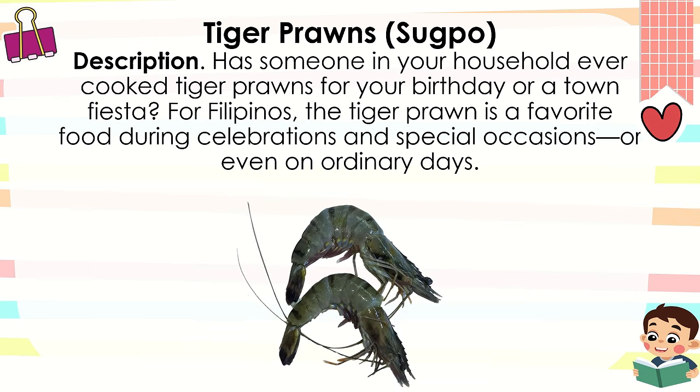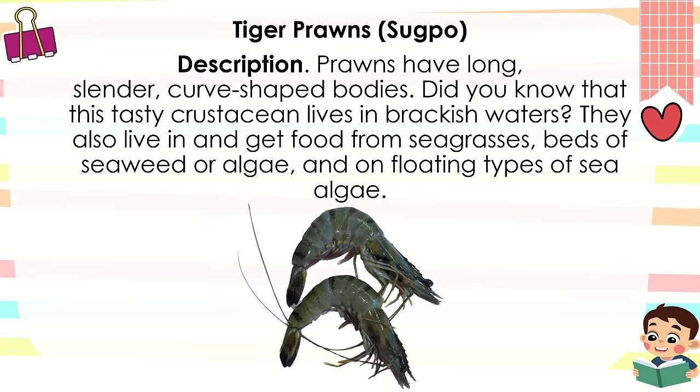Next is tiger prawns or sugpo. Description: has someone in your household ever cooked tiger prawns for your birthday or a town fiesta? For Filipinos, the tiger prawn is a favorite food during celebrations and special occasions, or even on ordinary days. Prawns have long, slender, curve-shaped bodies. Did you know that this tasty crustacean lives in brackish waters? They also live in and get food from sea grasses, beds of seaweed or algae, and on floating types of sea algae.